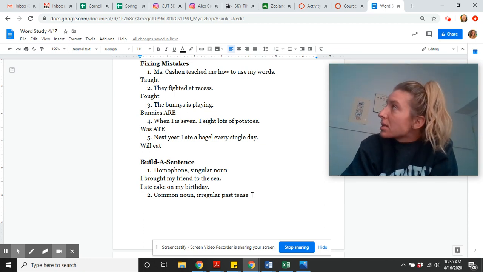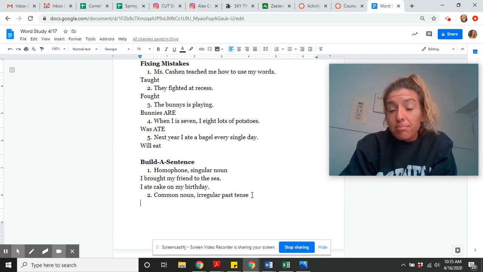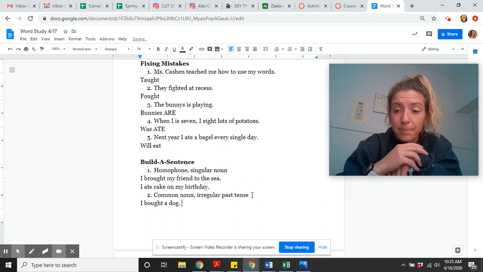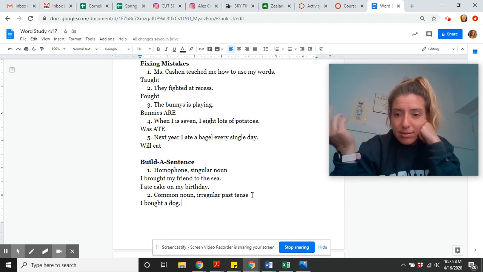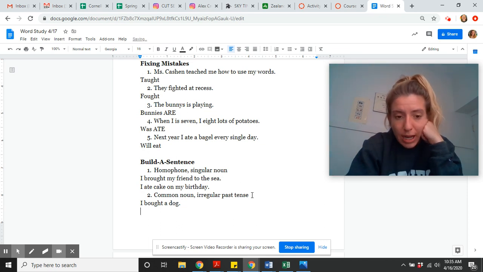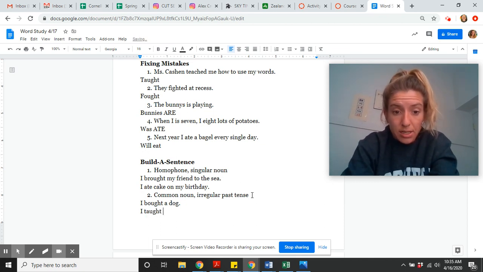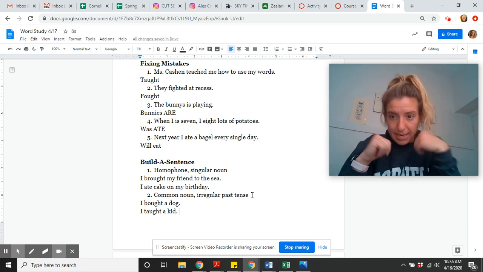And an irregular past tense verb is a verb that you can't just add ed to. My favorite is bought, because I think it's fun to go bought. So I can say, I bought a dog. Bought is my irregular past tense verb. And the common noun is dog, because I didn't tell you what kind of dog I bought. Another irregular past tense verb would be taught. I taught a kid. I didn't tell you which kid, so it's still a common noun.